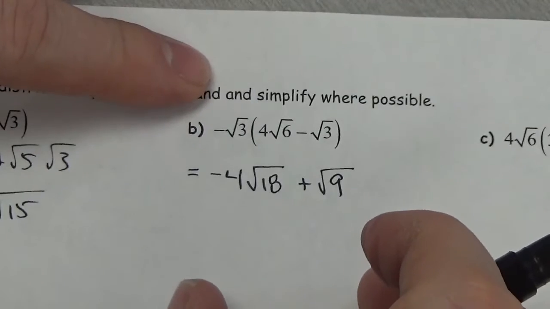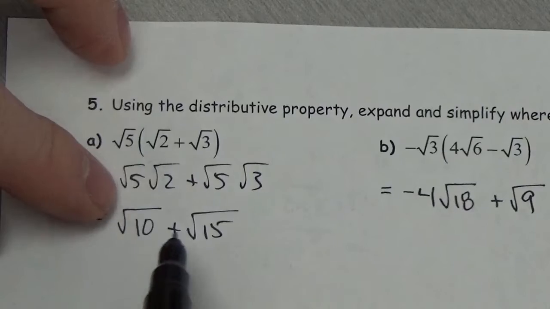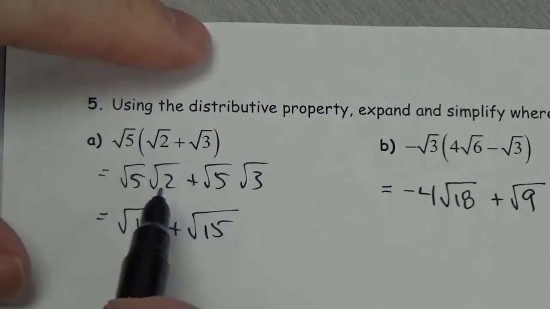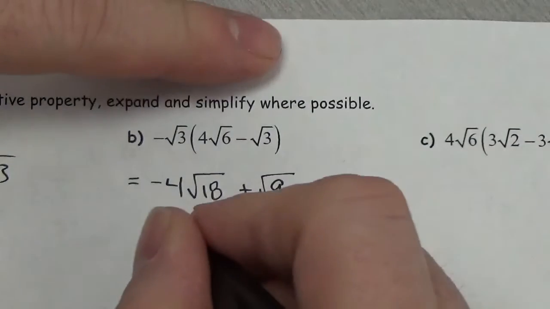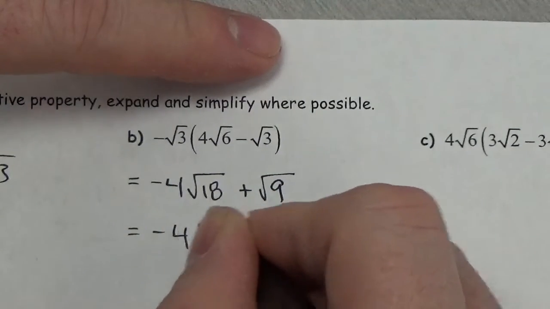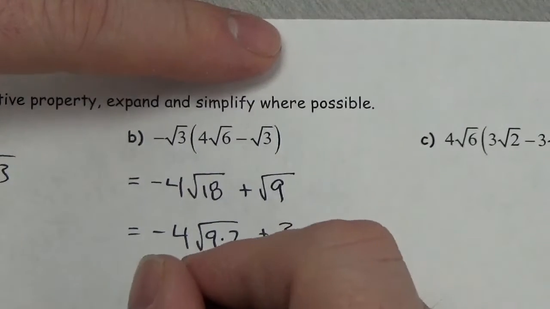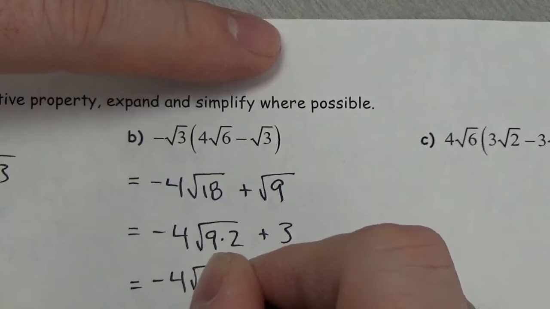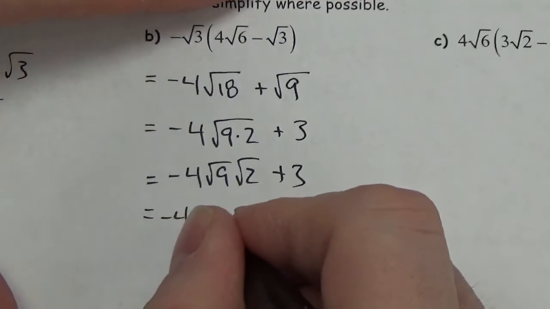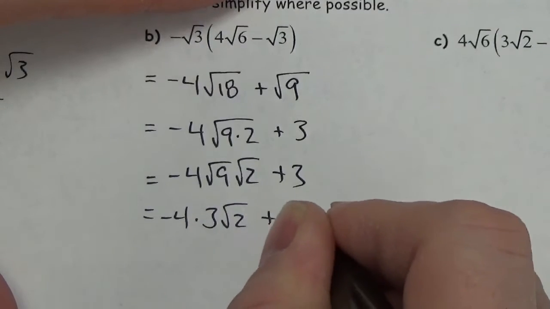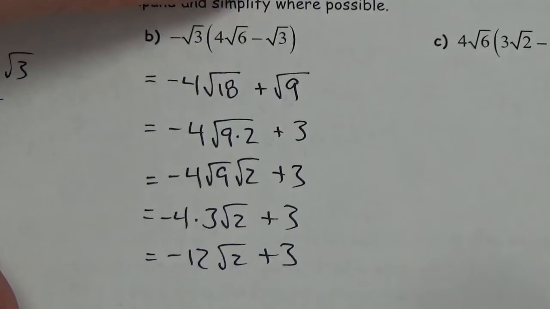Now, in the previous question, because these were unique primes, when I multiply them together I'm going to get something that I can't simplify. But in this question, I do have something I can simplify, because I know that 18 has a factor of 9 in it, and the square root of 9 is 3. So this becomes negative 4 root 9 root 2 plus 3. So negative 4 times 3 times root 2 plus 3. And so this is negative 12 root 2 plus 3.